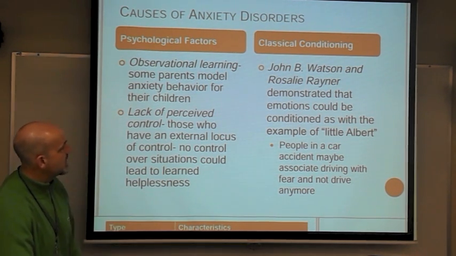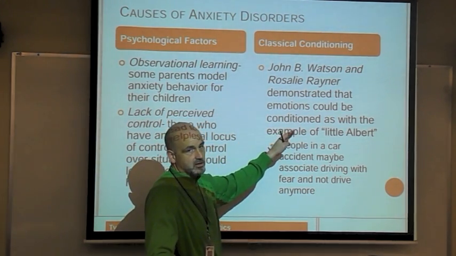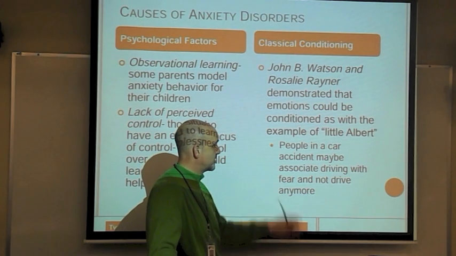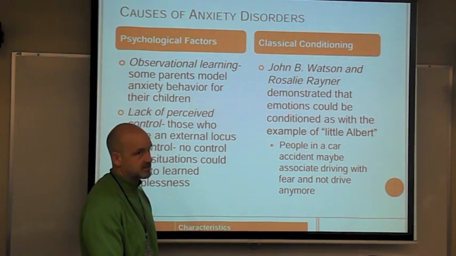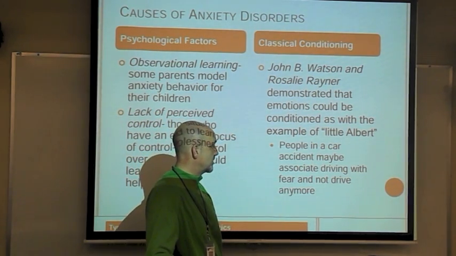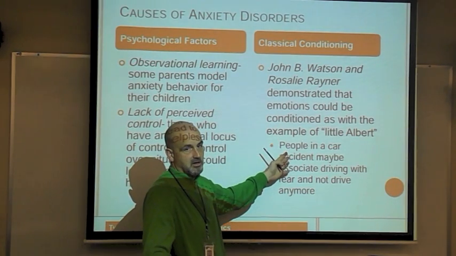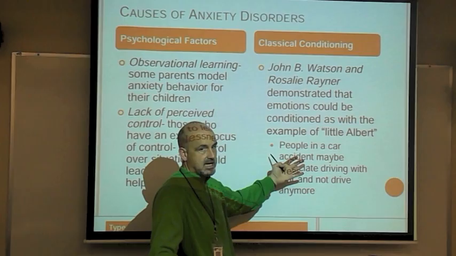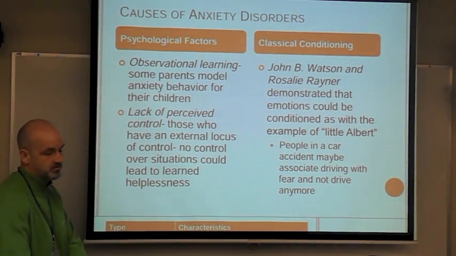Now, John B. Watson and Rosalie Rayner, when we talked about that in the learning chapter, demonstrated that emotions could be conditioned, as with the example of little Albert. Now, look at this example, and this is a good example of classical conditioning. People in a car accident may associate driving with fear. In other words, driving was a neutral stimulus. But because they associated it with the accident, and the accident obviously caused a lot of distress, now they won't ever drive again. And that does sometimes happen with people.